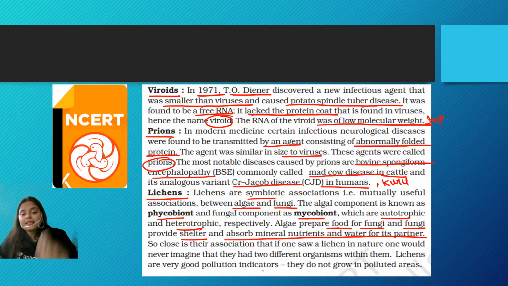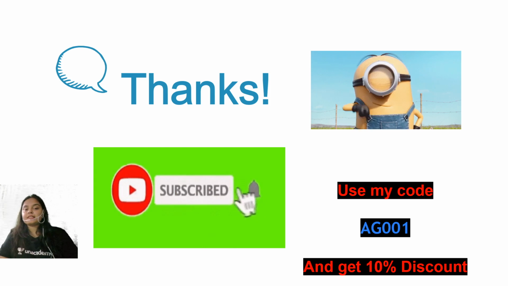Okay. Now, lichens are very good pollution indicators. They do not grow in polluted areas. I told you it is sensitive to sulfur pollution. Right. So this was about the NCERT session.